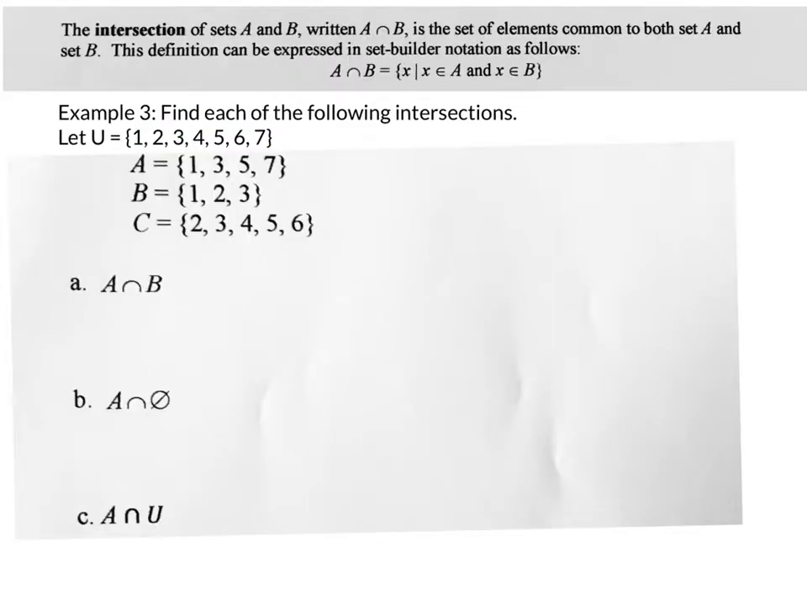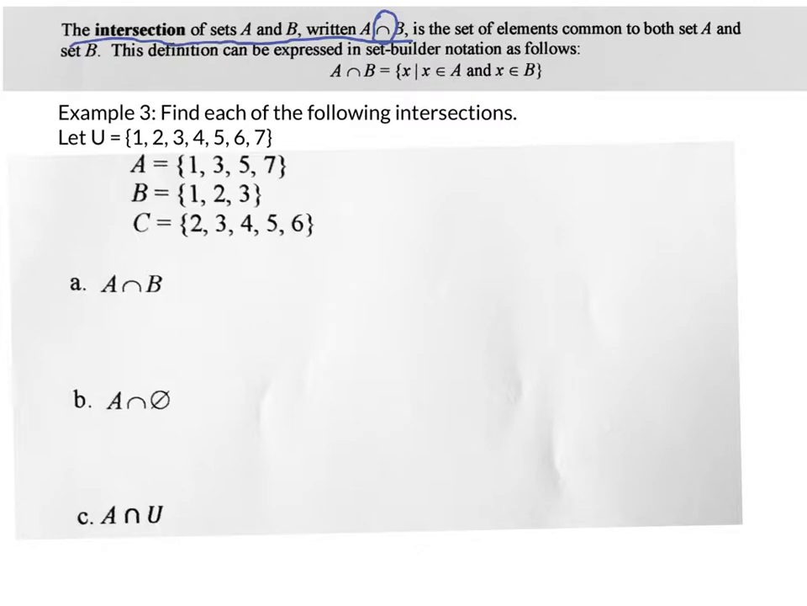The next set operation is called intersection. The intersection of sets A and B, which is written with an upside down U shape, or like a horseshoe shape opening down. So whenever you see that U shape opening down in between two capital set letters, that is now going to signify intersection.